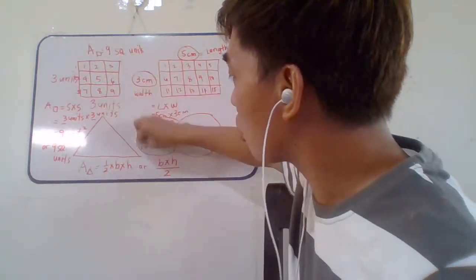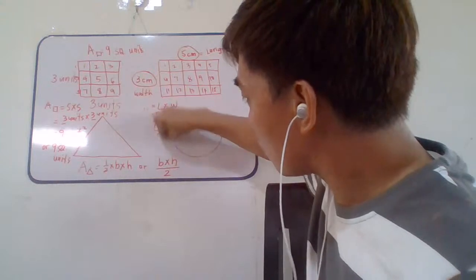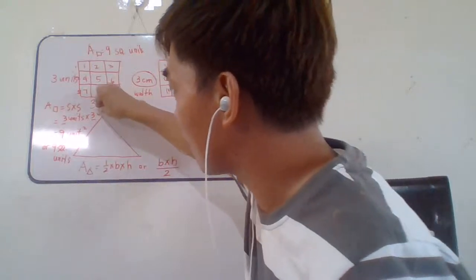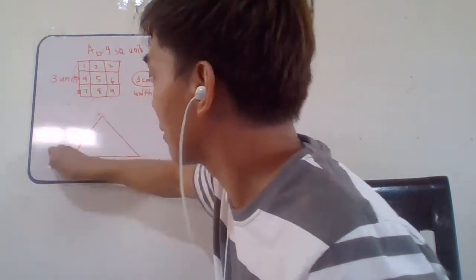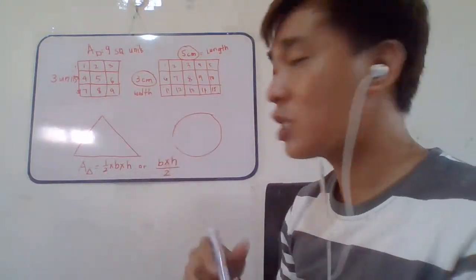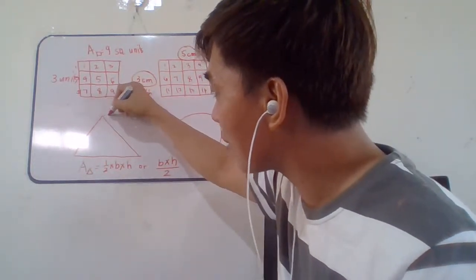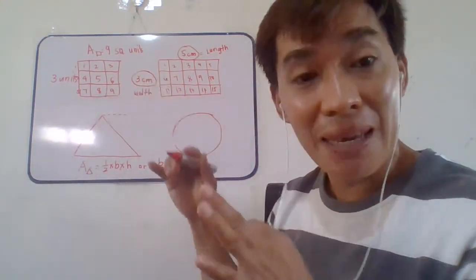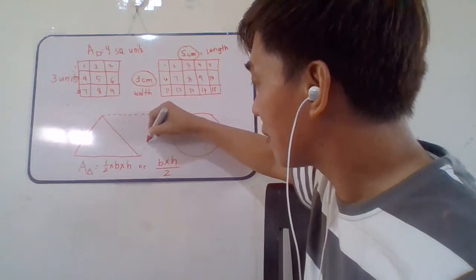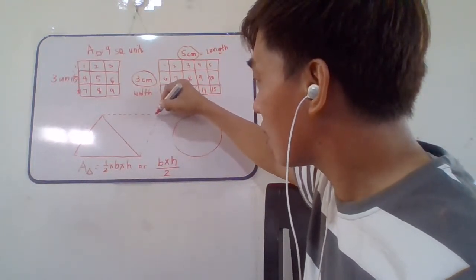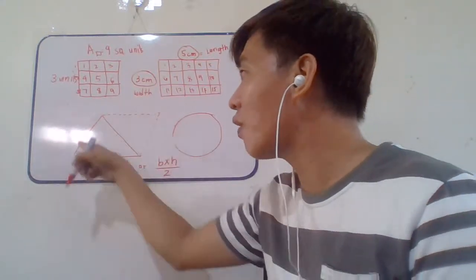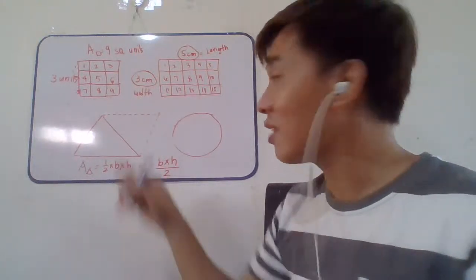Of course, allow me to show you the process of how we get base times height divided by 2. Let me erase that. Of course, to get the area of this figure, if you notice, we have a triangle. How about we make another triangle, the same size, but of course, we will flip it and place it here? Okay? So, if you notice, the triangle here is just half of that entire figure.